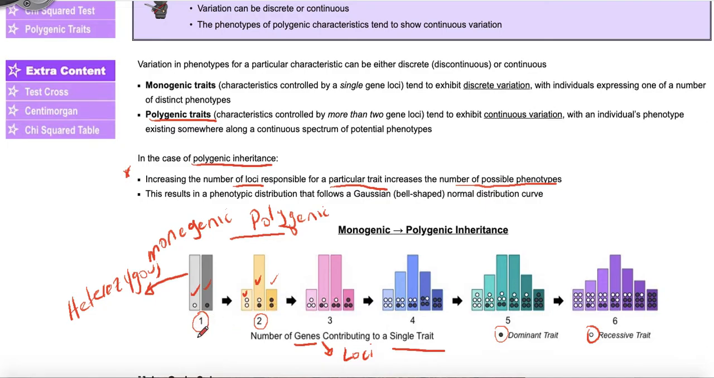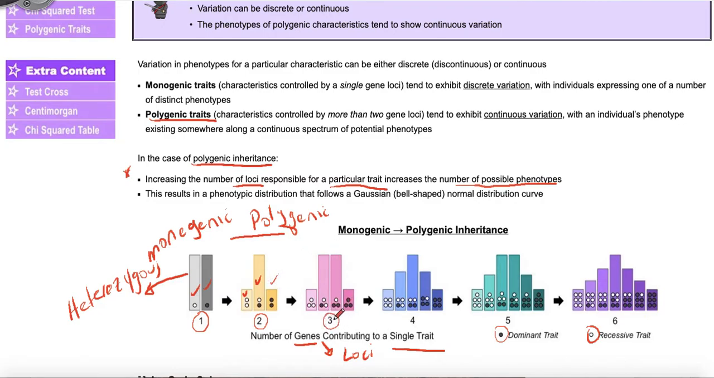So it's not as clear cut as monogenic, where you either had the recessive homozygous, the dominant homozygous, or perhaps a combination of the heterozygous condition. Here you're more in a bell-shaped distribution of different possible phenotypes.